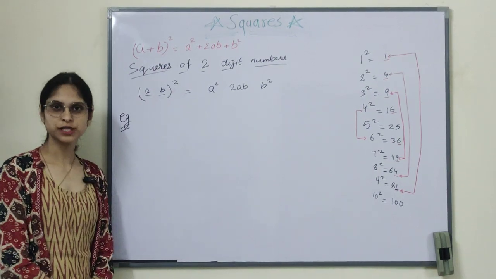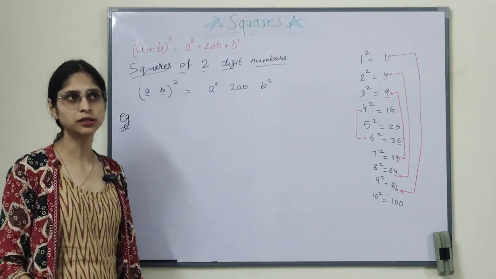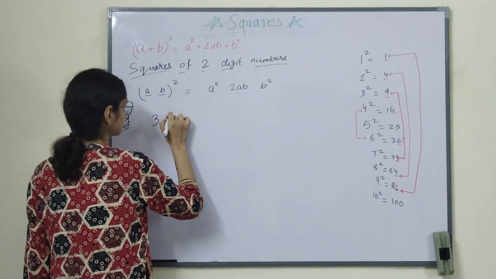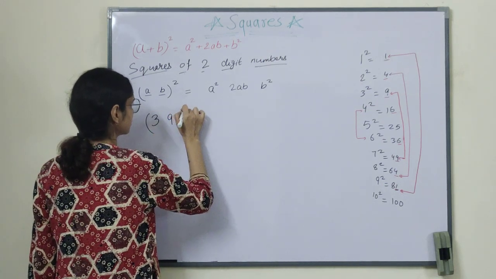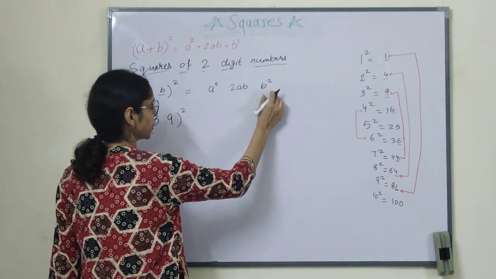Yeah. So we took 74 square. Now let's take one more example. Let's take any random number. 39. Again, A is 3, B is 9. What we have to do? We have to write B square at the end.